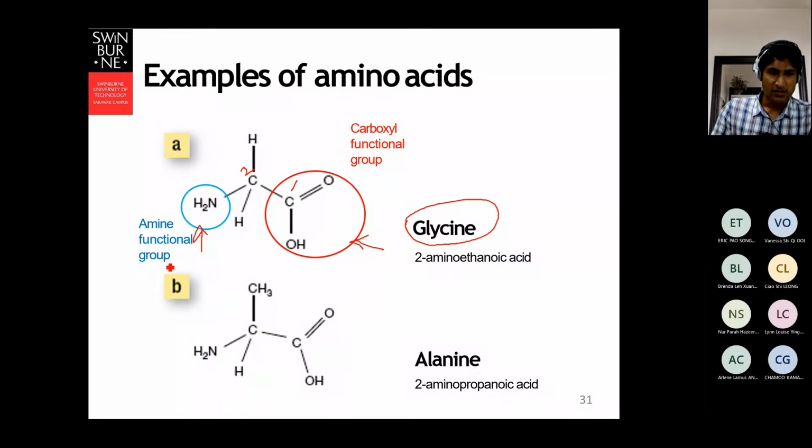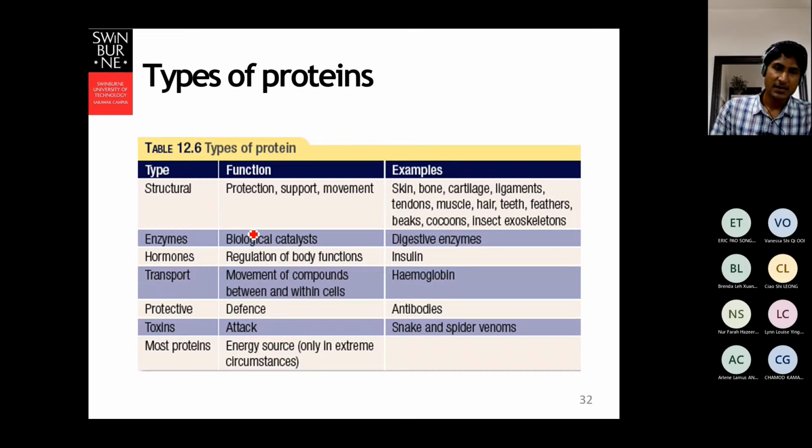Alanine has a 3-carbon chain, again 1, 2, and 3. So it's 2-amino propanoic acid. All right, 2-amino propanoic acid. This is alanine. These are simple proteins. So, types of proteins and their functions.